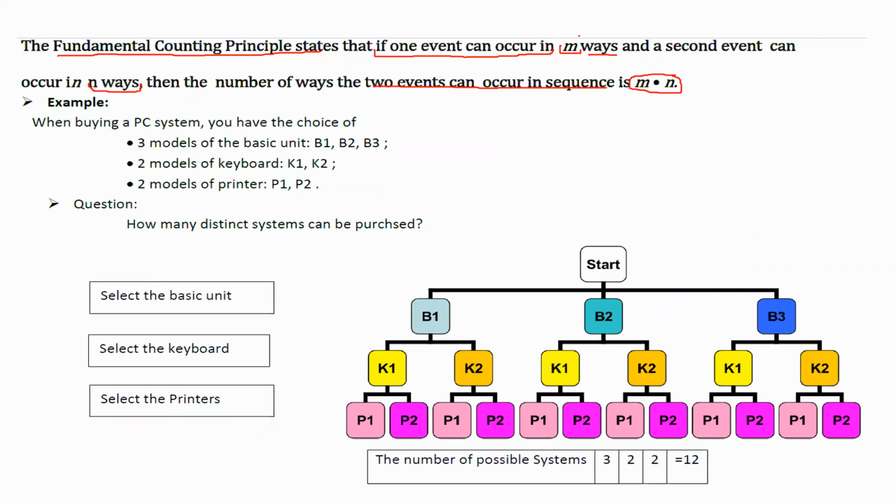So I repeat, the fundamental counting principle states, if one event can occur in m ways, meaning the number of sandwiches can occur in 5 ways, and the second event, the number of drinks, can occur in 4 ways, then the number of ways the two events can occur in sequence at the same time is m times n.